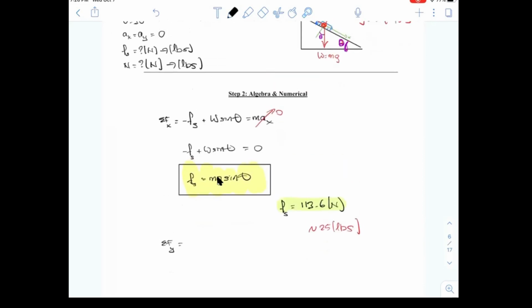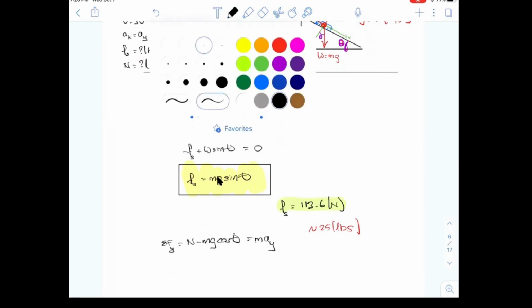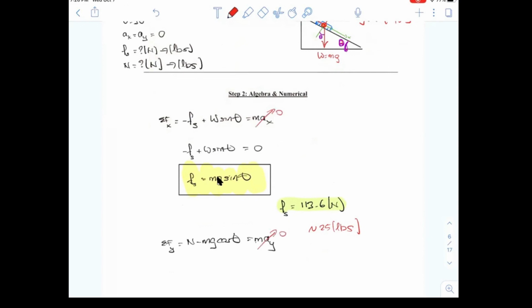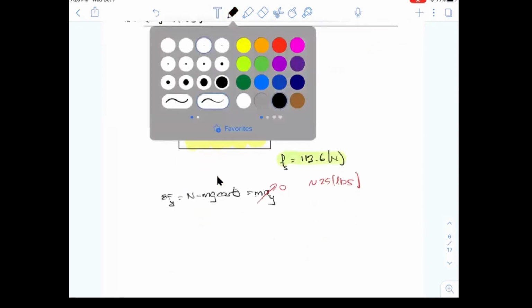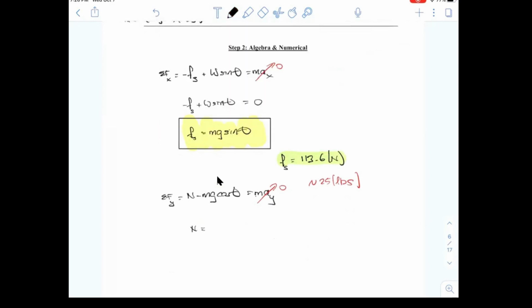So N is up. W is down. W is the same as mg, and it's going to be times the cosine of that angle. There's no acceleration in the y direction, so that term goes to 0. So what do we have? Now we've got N equaling mg times the cosine of the angle.